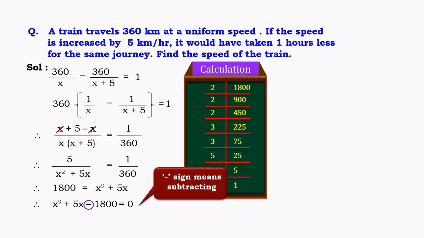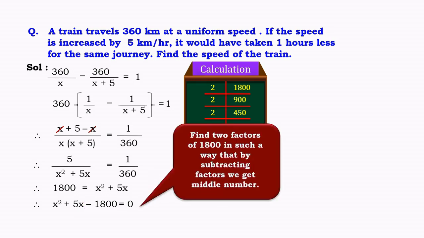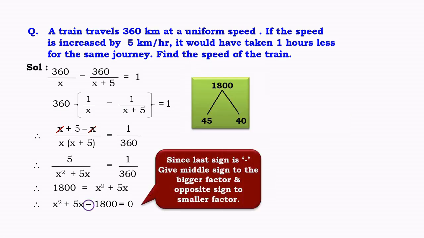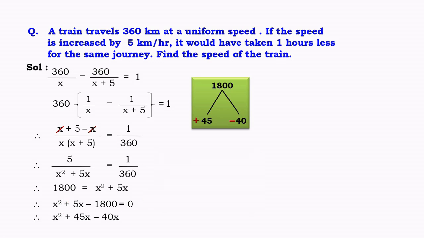Next, we need to find two numbers whose product is 1800 and whose difference is 5, because the constant term is negative and the middle term is positive. These two numbers are 45 and 40. Since the last sign is negative, we assign the positive sign to the larger number, which is 45, and the negative sign to the smaller number, which is 40. Now, split the middle term. The equation becomes x squared plus 45x minus 40x minus 1800 is equal to 0.